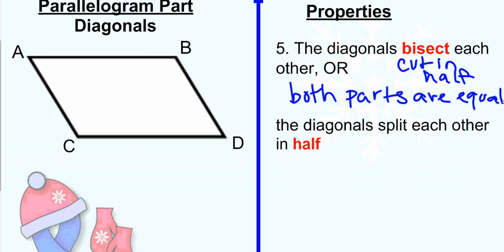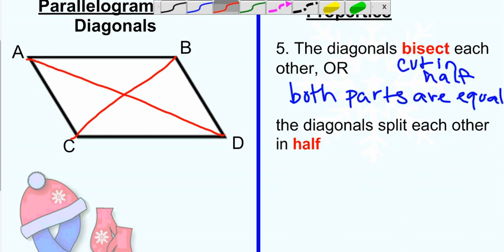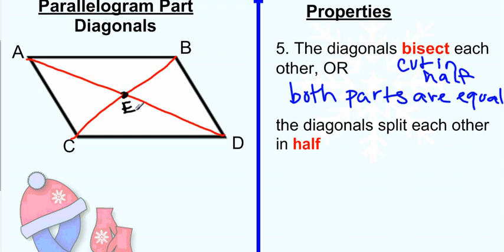Okay? Means both of their parts will be equal, which essentially is the part down there. It says the diagonals will split each other in half. So if I draw my diagonals in here, and I'm going to label the point in the middle, I'm going to label it E.